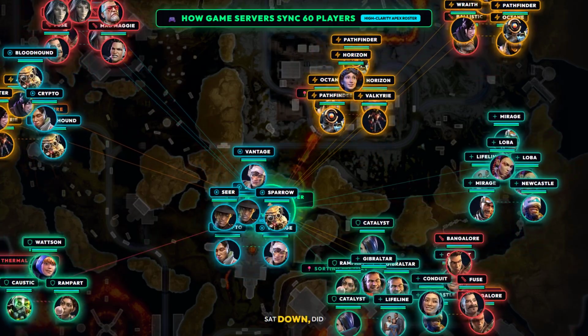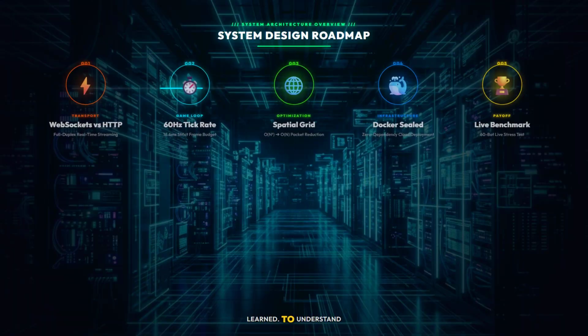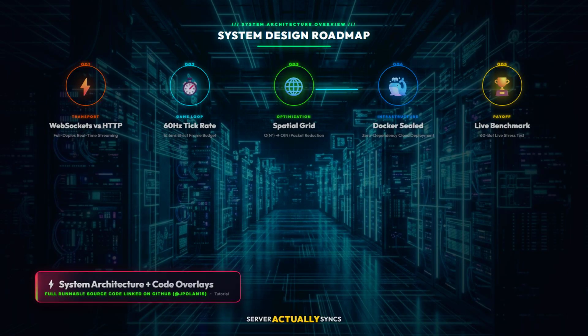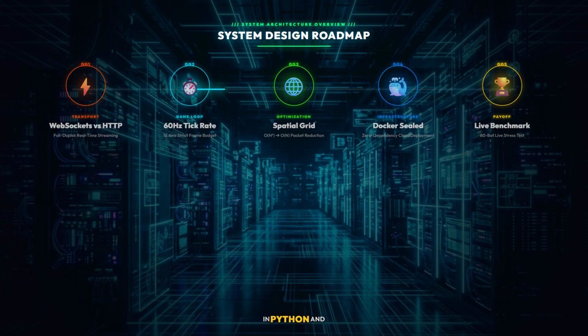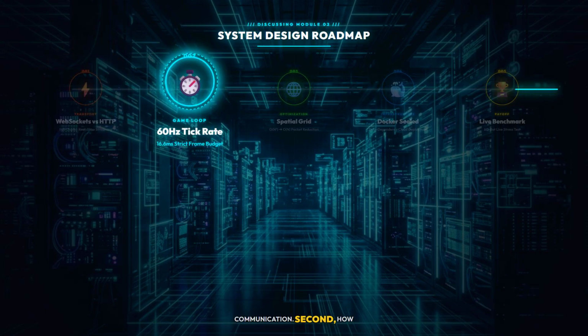So I sat down, did some research, and I'm hoping I can explain simply what I've learned. To understand how a server actually syncs 60 players moving in unison, we're going to build a game server in Python and cover 5 key engineering concepts. First, why traditional HTTP fails for games, and how persistent WebSockets enable real-time two-way communication. Second, how a 60 Hz tick loop and Python's Asyncio keep us under a strict 16.6 millisecond frame budget.